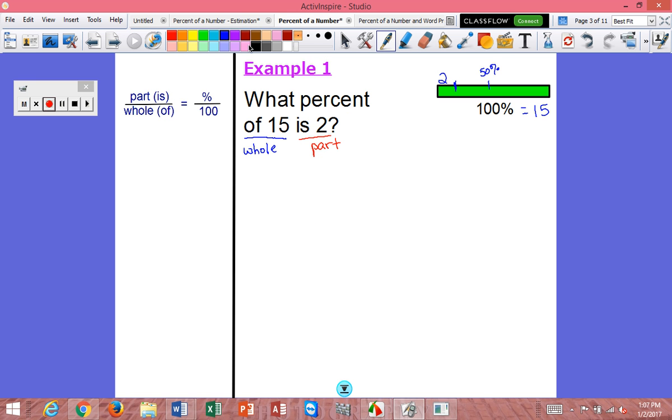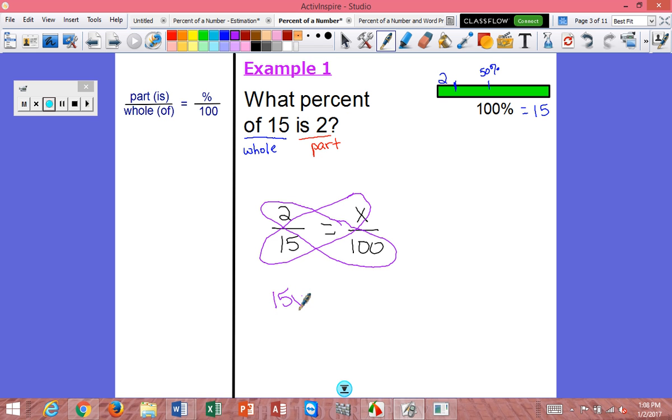So now I'm going to set up the proportion. So the part, 2, over the whole, 15. Now we're missing this percent, so I'm going to put an X there to represent it. And we put that over 100. And now we're just going to cross multiply, just like we've been doing. 15 times X is 15X. And 2 times 100 is 200. And I want to isolate the variable.